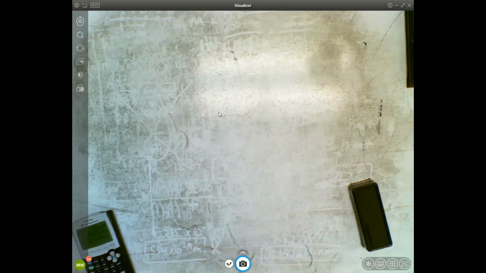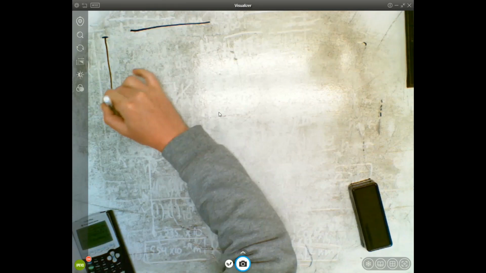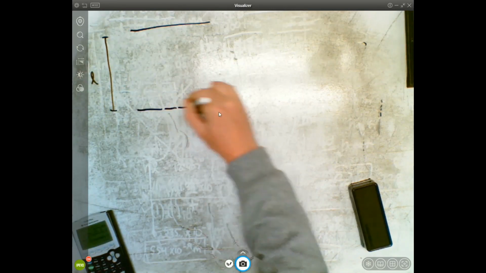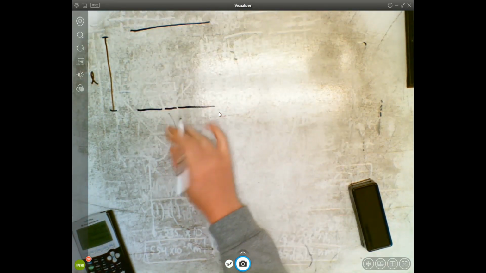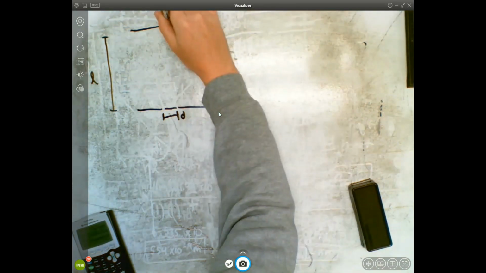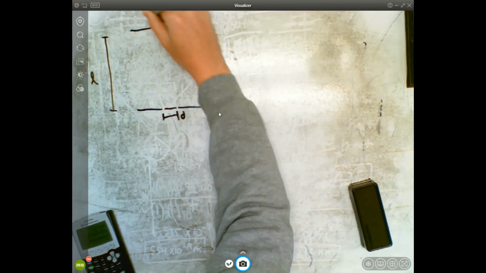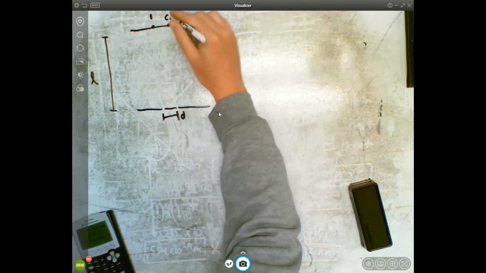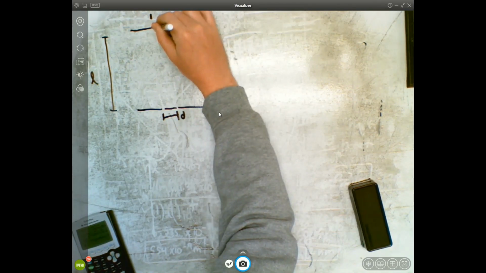So 400 nanometer violet light from a laser pointer is pointed at a diffraction grating. The screen is placed 2 meters away. The first dark spot. Ooh, this is tricky. Okay, so that's our screen. This is our L. This is our slits right here. So this is D, and we're trying to find D. And then this is our central maximum. This is our first bright spot. So we're actually finding to the first dark spot.